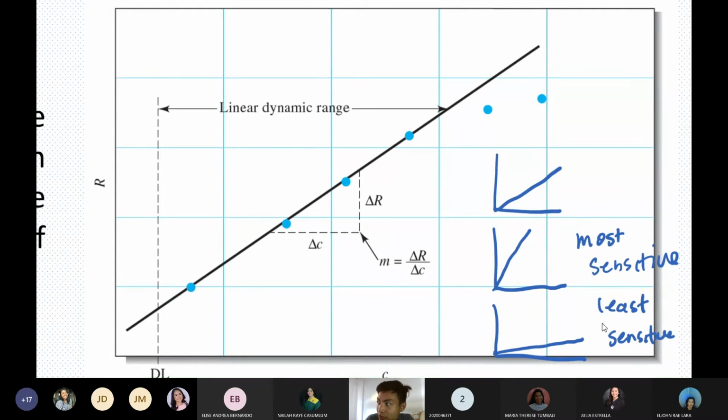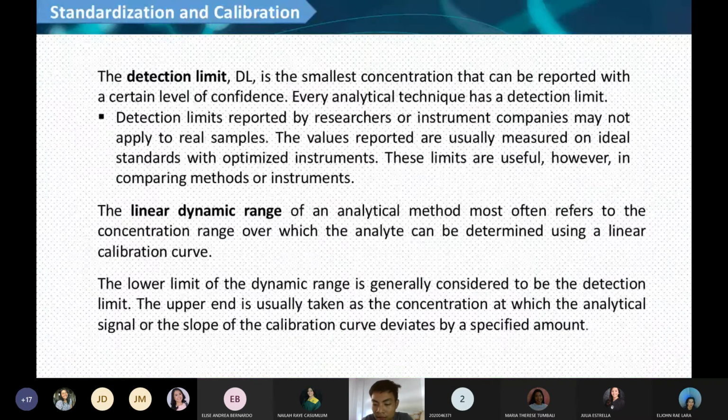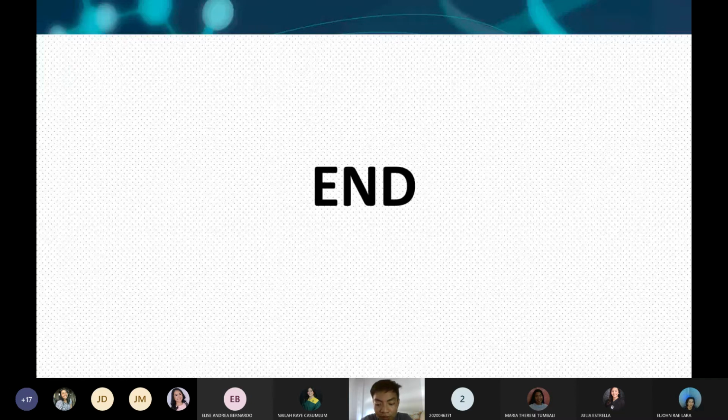Ito naman, if your instrument is least sensitive, that means ang laki ng concentration difference pero yung instrument response mo super onti lang. So, pangit yon at all. Okay? So, hindi mo siya magagamit masyado. So, you want something that is in between sensitive and most sensitive. No? So, somewhere there. Pero anything na least sensitive, not so good. Because pwede mag-overlap yung readings ng inyong instrument. Okay? And that ends our discussion for today.